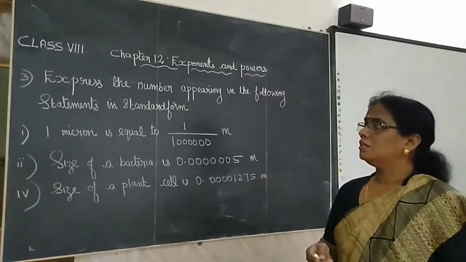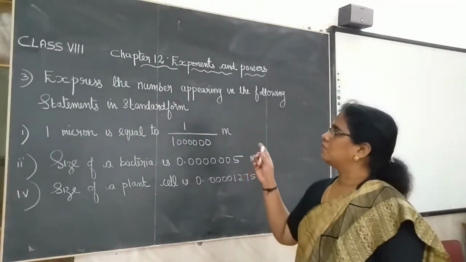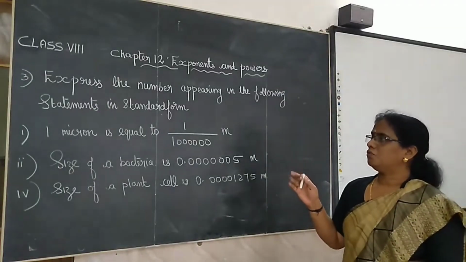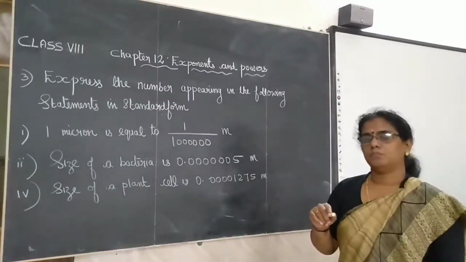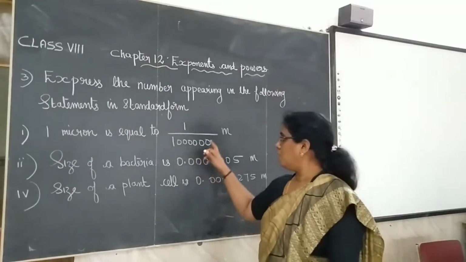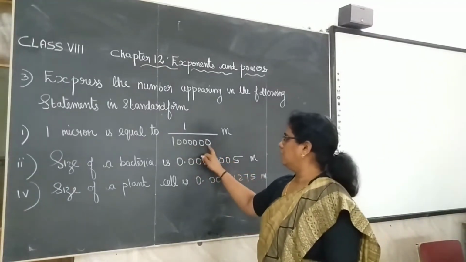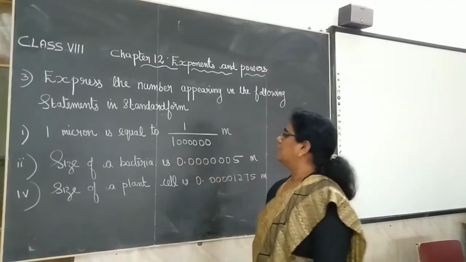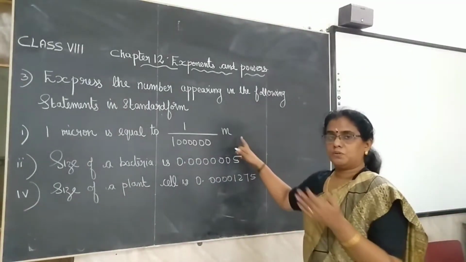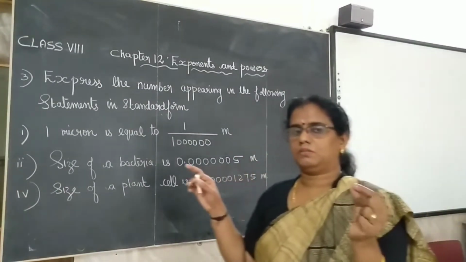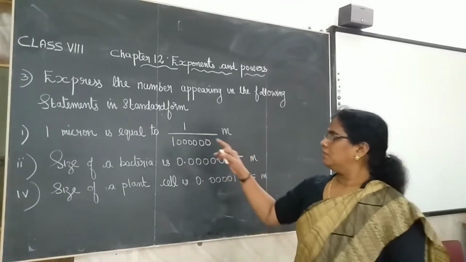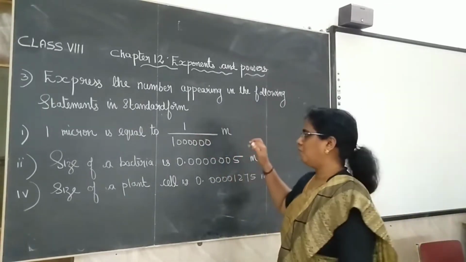Now we can discuss question number 3, exercise 12.1. Express the number appearing in the following statement in standard form. The first question: 1 micron is equal to 1 by 10 lakh, that number. Now, micron means the unit of length to measure very small lengths. So this we have to convert into standard form.